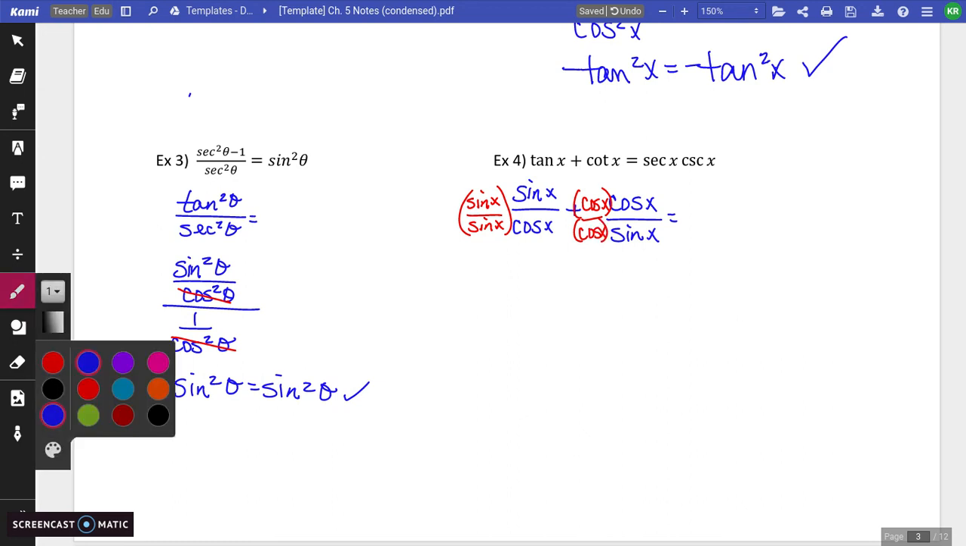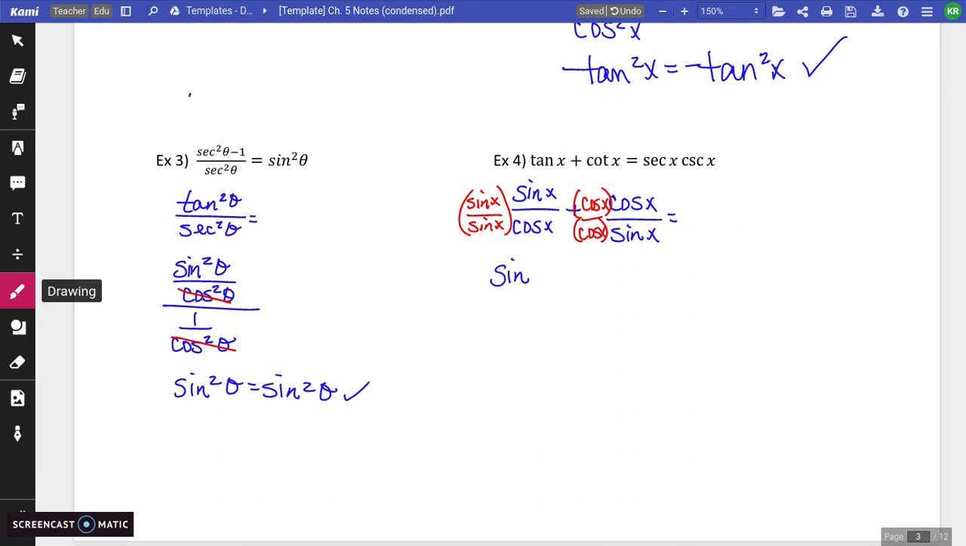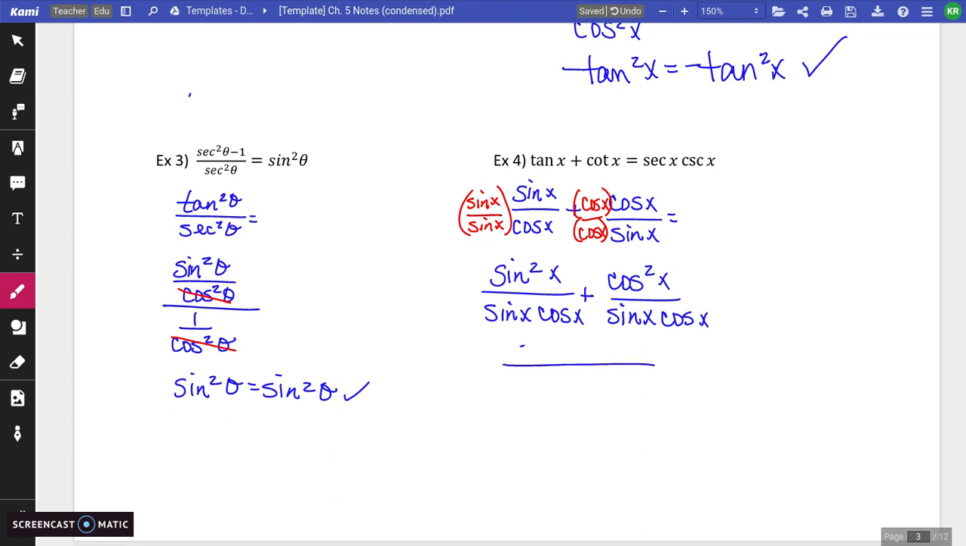Okay, so now what I have is sine squared x over sine x cosine x plus cosine squared x over the same denominator, sine x cosine x. They have the same denominators, so I can write them as one fraction. And I think you're seeing where I'm going, because look at this, sine squared plus cosine squared. So Pythagorean identity, that's 1. So 1 over sine x cosine x.